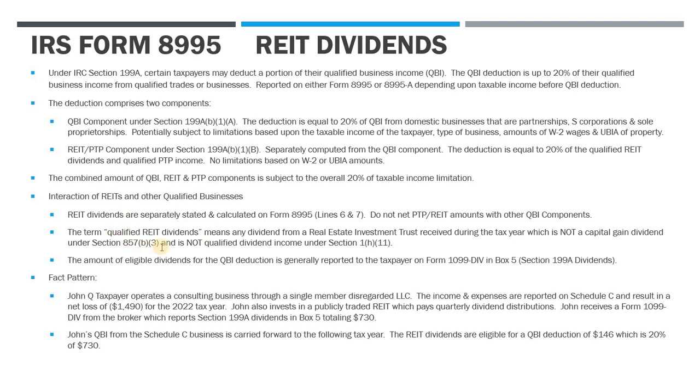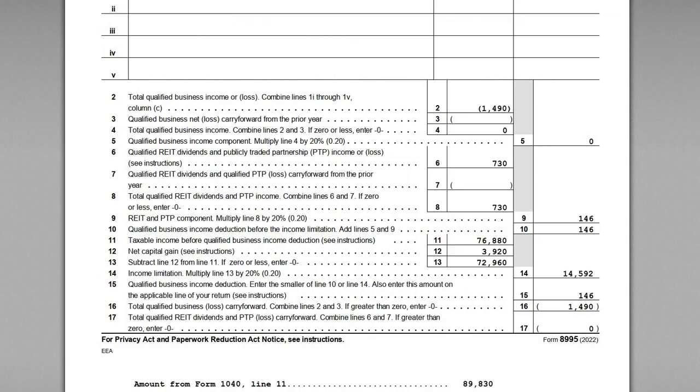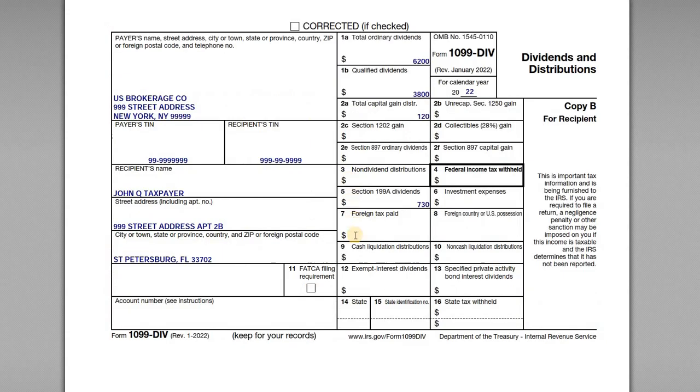The term qualified REIT dividends means any dividend from a real estate investment trust received during the year that is not a capital gain dividend and is not qualified dividend income. Now, the nice thing is if you invest in REITs through a broker, the custodian is going to get this information from the REIT and pass it on to you directly. So you don't have to do as much work, I'll put it that way, right?